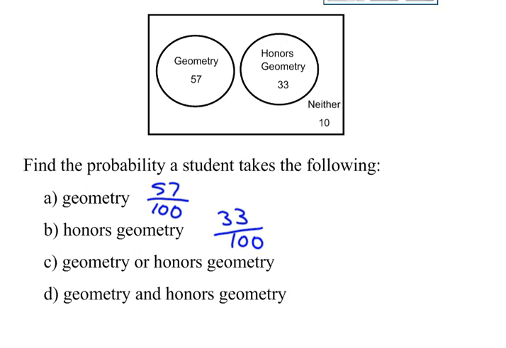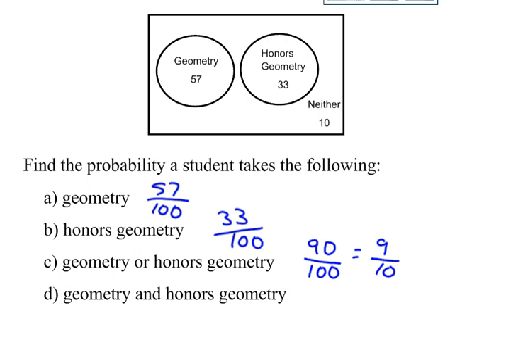Part C, what's the probability that a student takes geometry or honors geometry? Now this is where we are seeing the word or, and as we said, or represents the union. So what this means is we're finding the probability that a student takes geometry or honors geometry, either one, right? So in part C, we add the 57 geometry students plus the 33 honors geometry students to get 90 out of 100, which will reduce to 9/10.